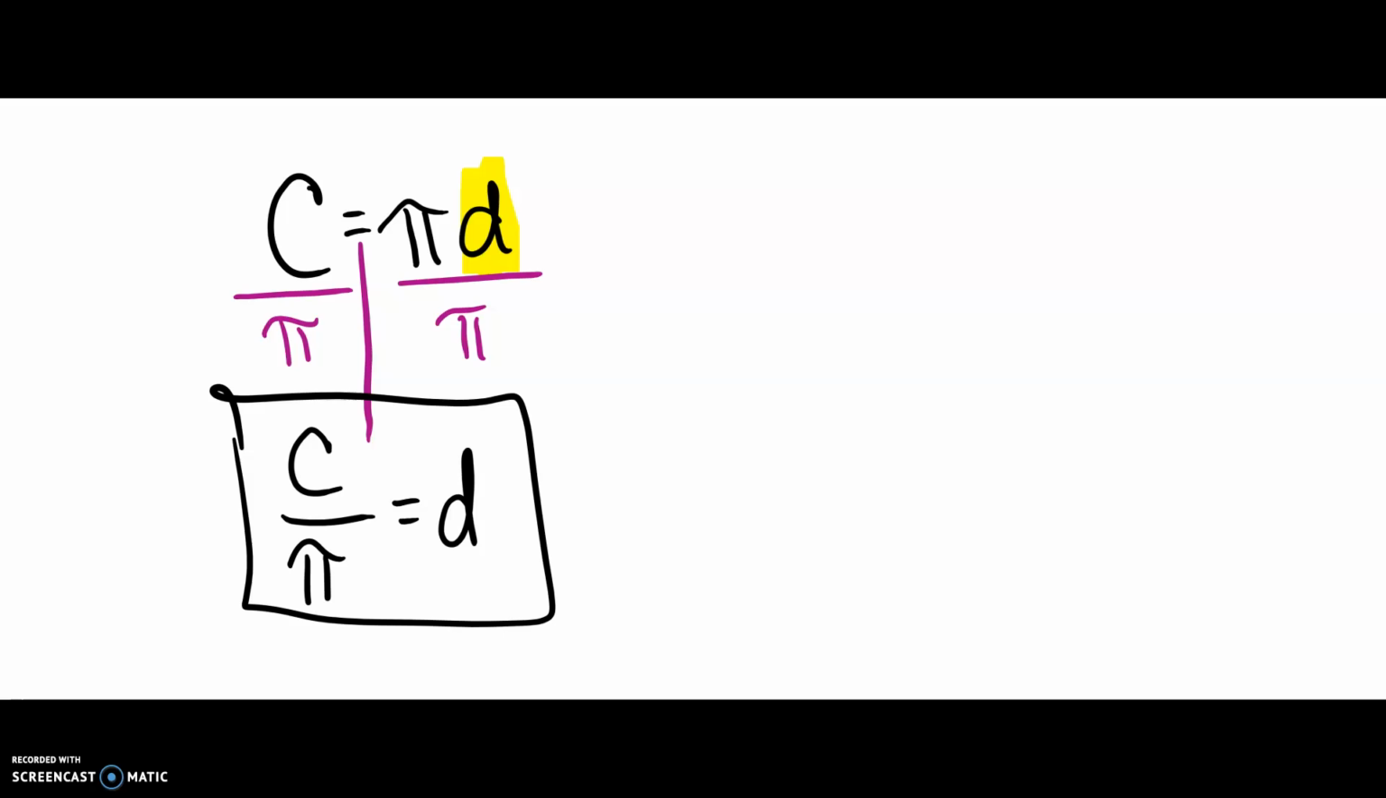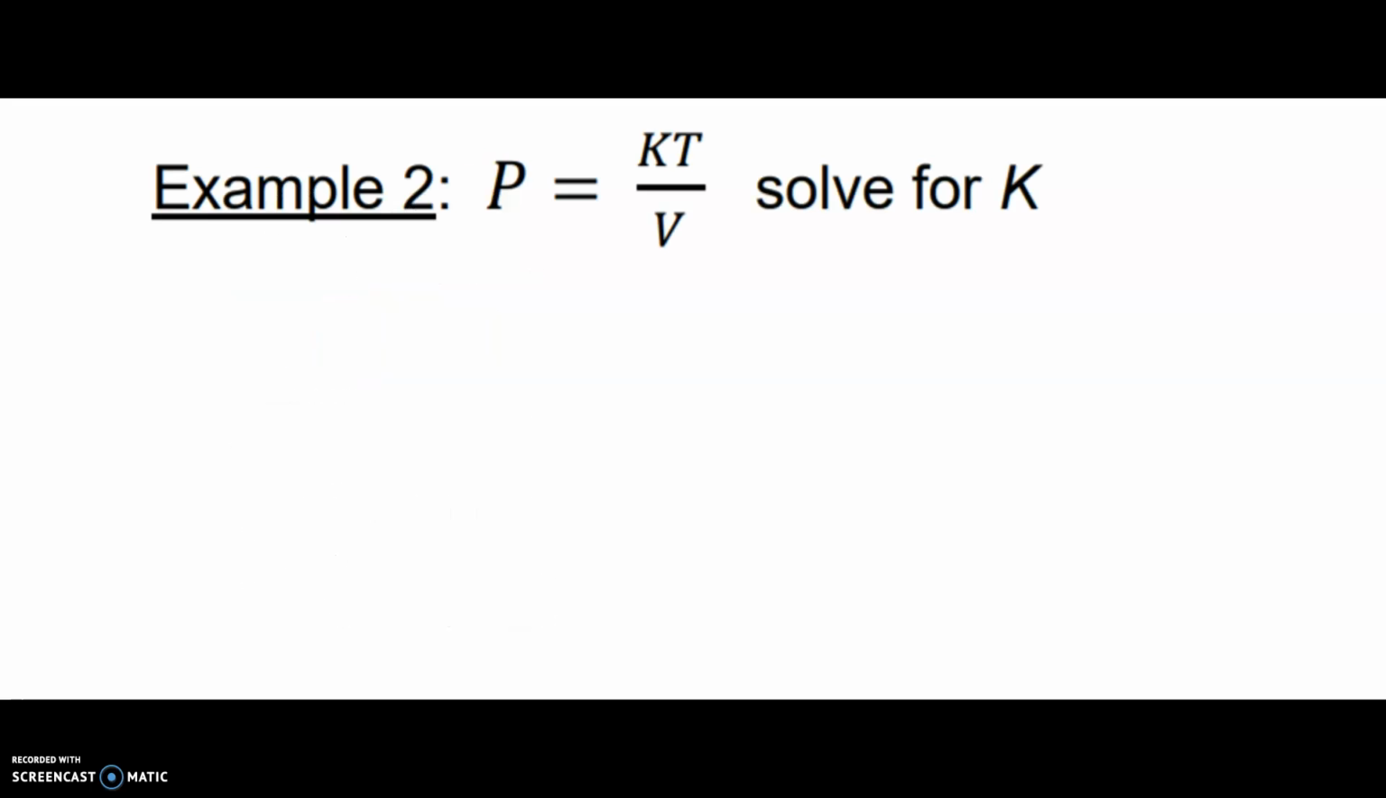Now let's go on and look at example 2. So example 2 has a fraction in it. We have p is equal to k times t divided by v. We're solving for our variable k, so I'm going to mark the k so I remember which variable I'm solving for. Now on this one, we're going to work it one way, but then we're going to talk about what happened while we were working it.